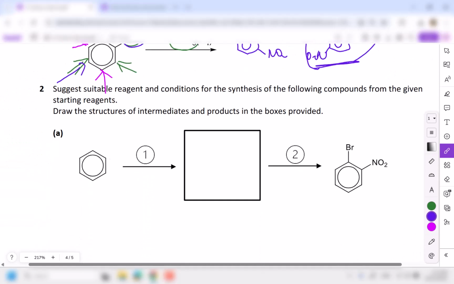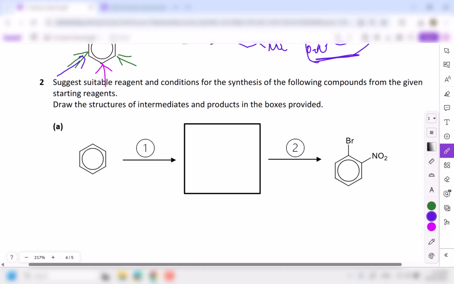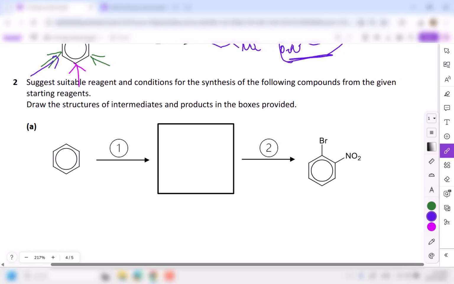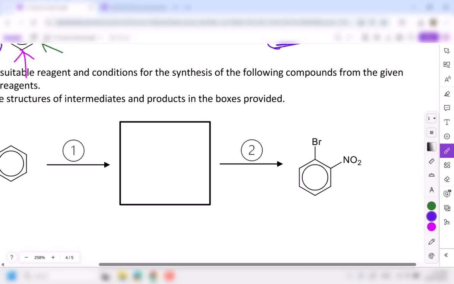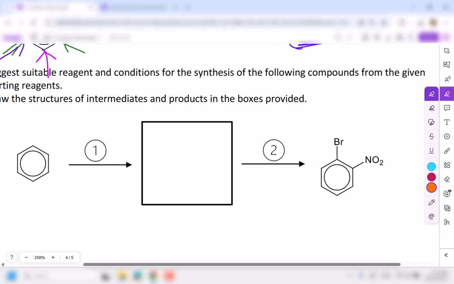Okay, question 2. We have to suggest suitable reagents and conditions for the synthesis of compounds, given the starting material. You're supposed to draw the structures of intermediates and products in the boxes provided. So we start off with a benzene ring, and then we end up with 2-bromonitrobenzene. So you know that you're going to introduce two groups, Br and NO2.